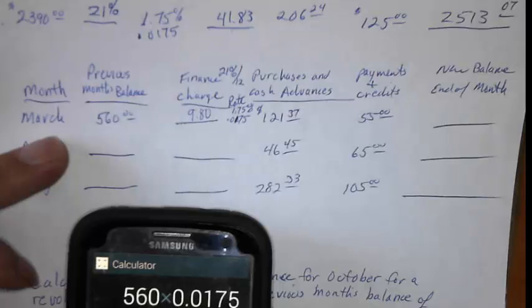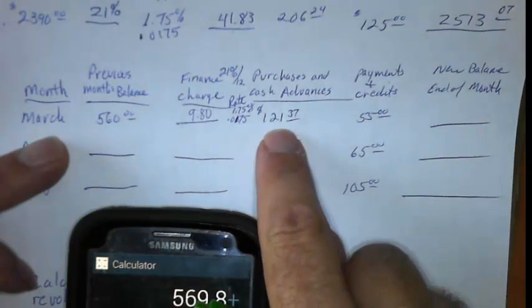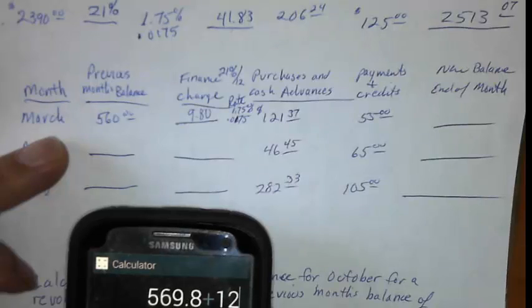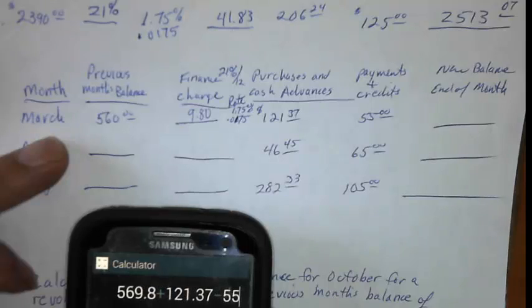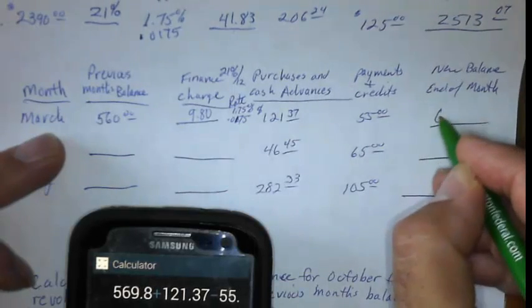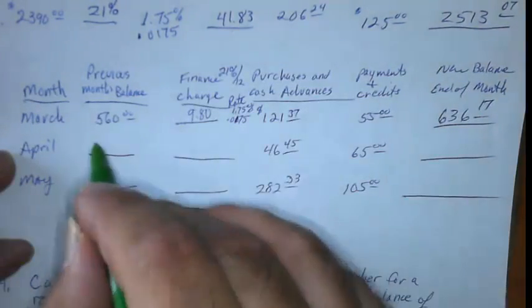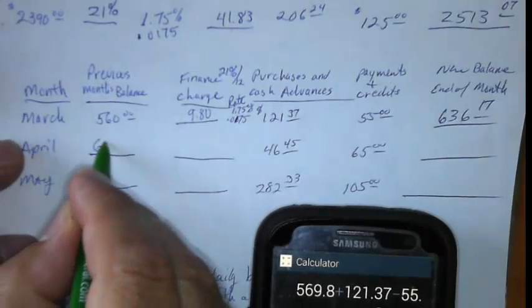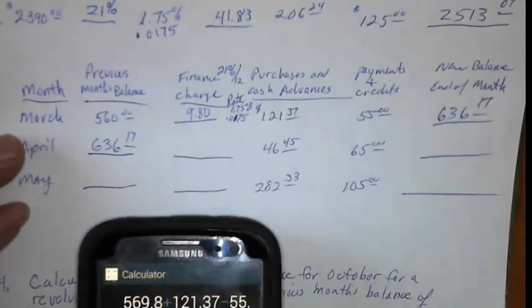I'm going to add that to our previous month's balance. Okay, and we're going to add our purchases and subtract our payments. Okay, so our end of the month balance is $636.17. Now that goes then to start our previous month. So that goes now down here on this line to start our next set of calculations.